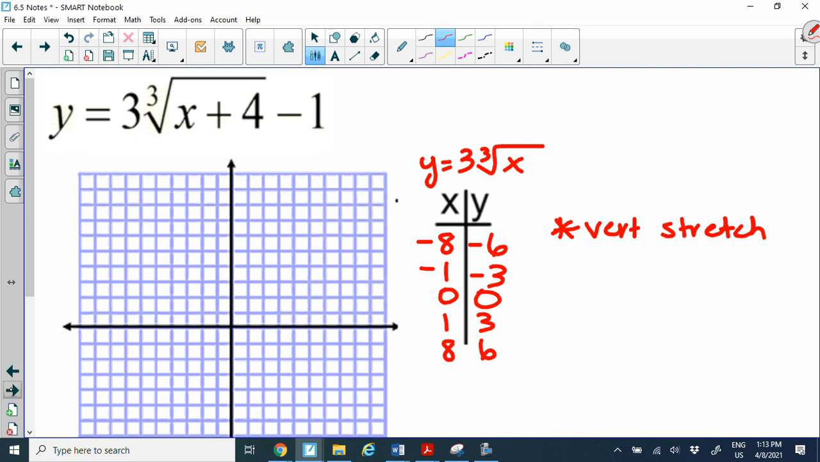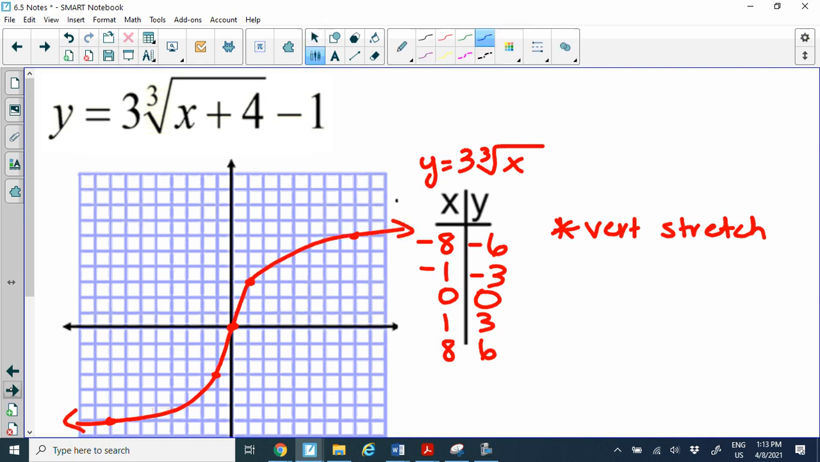Go to negative 8, down negative 6. Then negative 1, down 1, 2, 3. Then 0, 0, and reverse it. There you go, there's our graph.